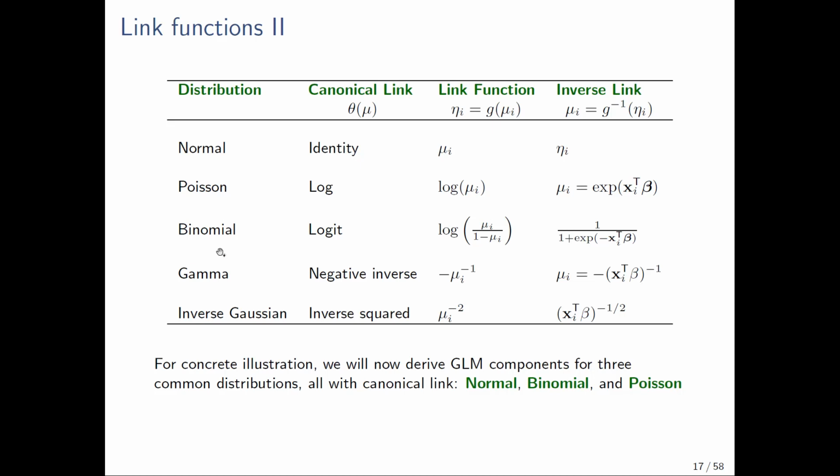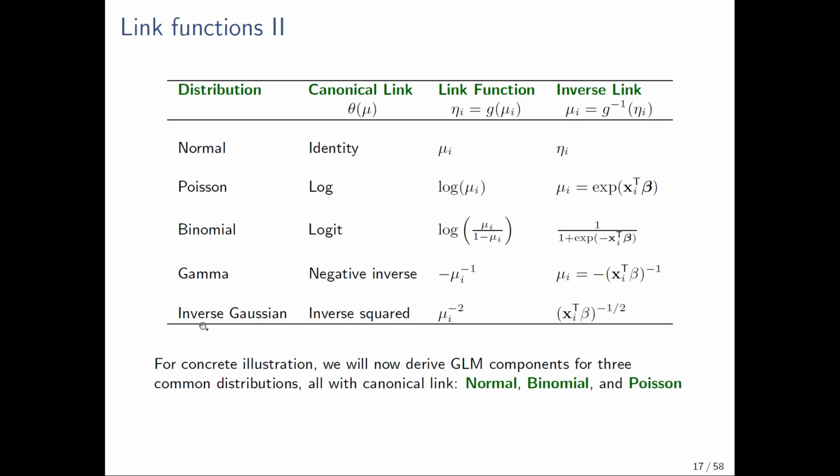For the binomial, the canonical link is logit, the log of mu over 1 minus mu, related to the linear predictor. The inverse link is the logistic function, shown here, 1 over 1 plus e to the minus x transpose beta. The table also shows the gamma and the inverse Gaussian links, the negative inverse and the inverse squared, though we won't cover these in the lecture.